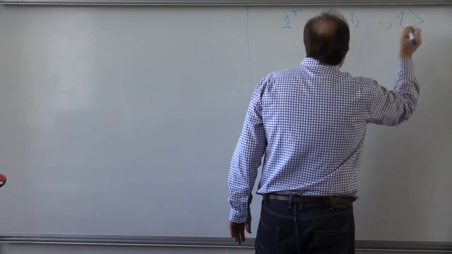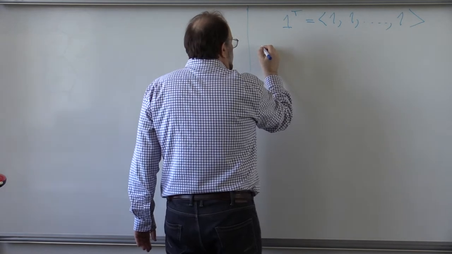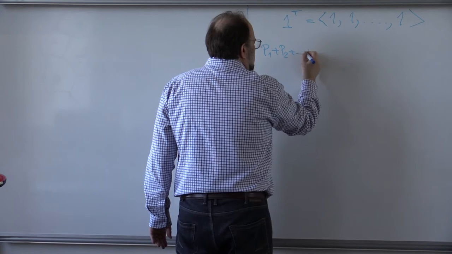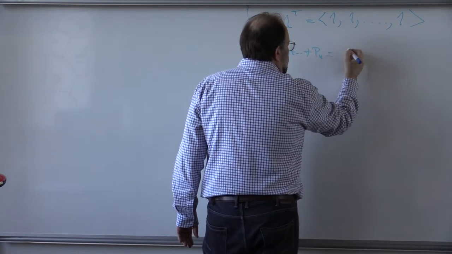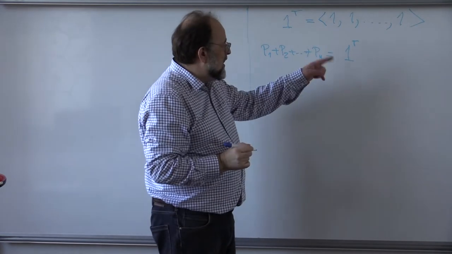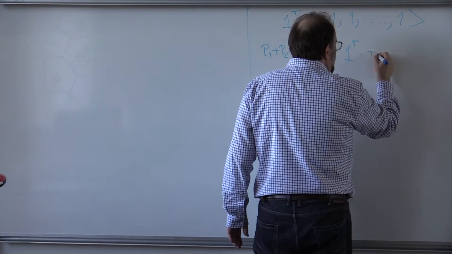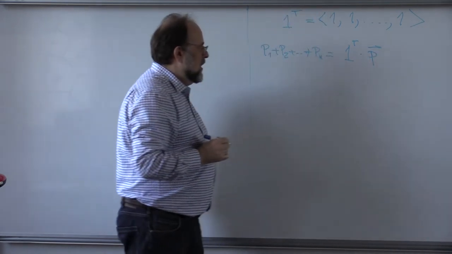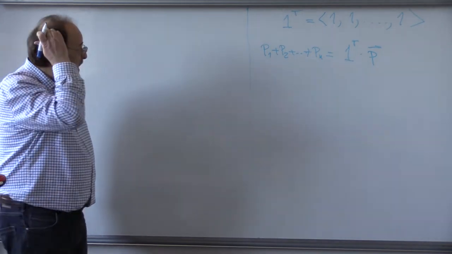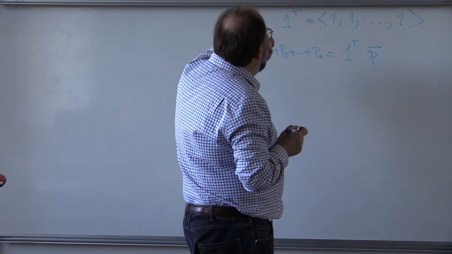n ones, right? Then this sum p1 plus p2 plus pn is simply 1 transpose, to make it a row rather than a column, times vector p of all unknown powers p, right?